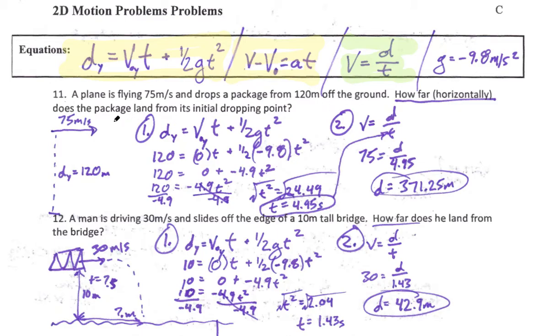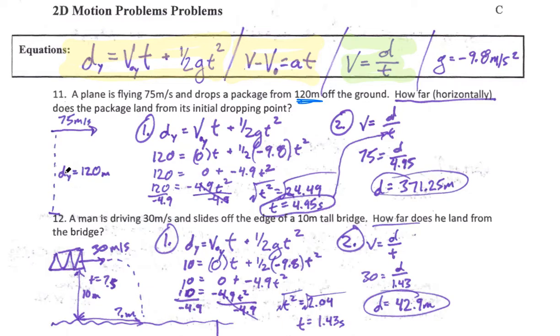Alright, so number 11 here. We've got this plane, it's flying 75 meters per second, drops a package from 120 meters off the ground. So I already started diagramming that out. I know my plane is going 75 meters per second in this direction, therefore I'm going to draw a vector in that direction and label the vector as 75 meters per second. Careful, because the unit does matter here, since vectors can be represented in a variety of different units.